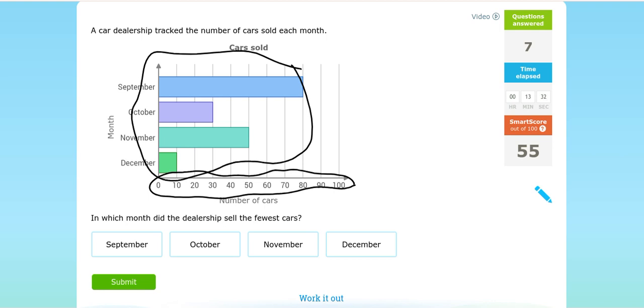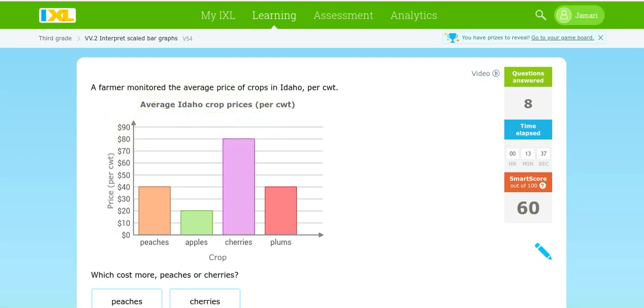Okay, if you got December, then you're absolutely correct, because I looked at my bar and I saw where it was going. It was going to the number 10, and I saw 10 was the fewest number on my graph. That's the fewest number that's on the graph, so we're good.